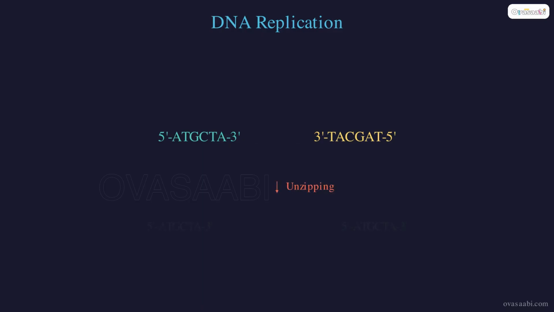Before a cell divides, DNA replicates. The 2 strands unzip and new bases attach by complementary pairing. Result: 2 identical DNA copies.